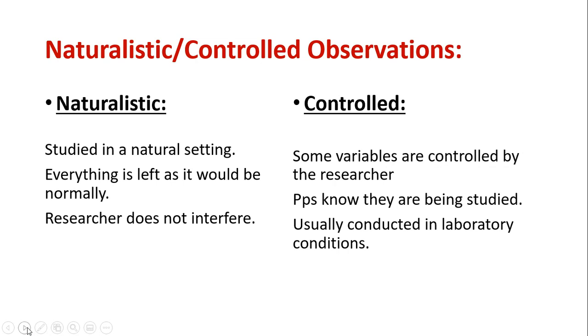Normally, participants know they're being studied, and it's usually conducted within a lab. So in a controlled experiment, the experimenter, as it says in the name, has much more control over variables within the experiment. They have less control in a naturalistic experiment. But in a controlled experiment, participants tend to know they're being observed. They do not know they're being observed in a naturalistic observation.